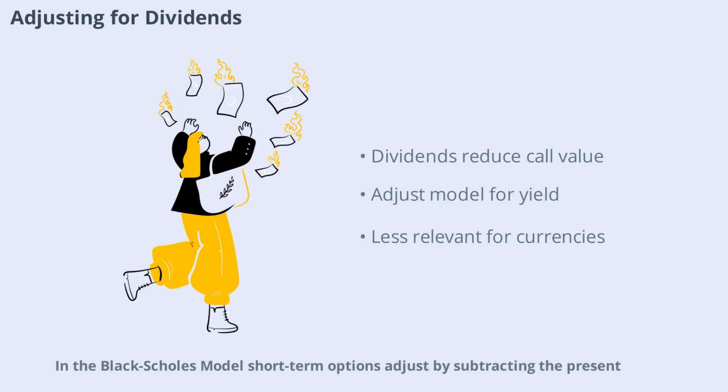In the Black-Scholes model, short-term options adjust by subtracting the present value of expected dividends from the asset price. For long-term options, the model can be modified to include a constant dividend yield. In currency options, dividends are less relevant, but understanding these adjustments is important for accurate pricing in other markets.